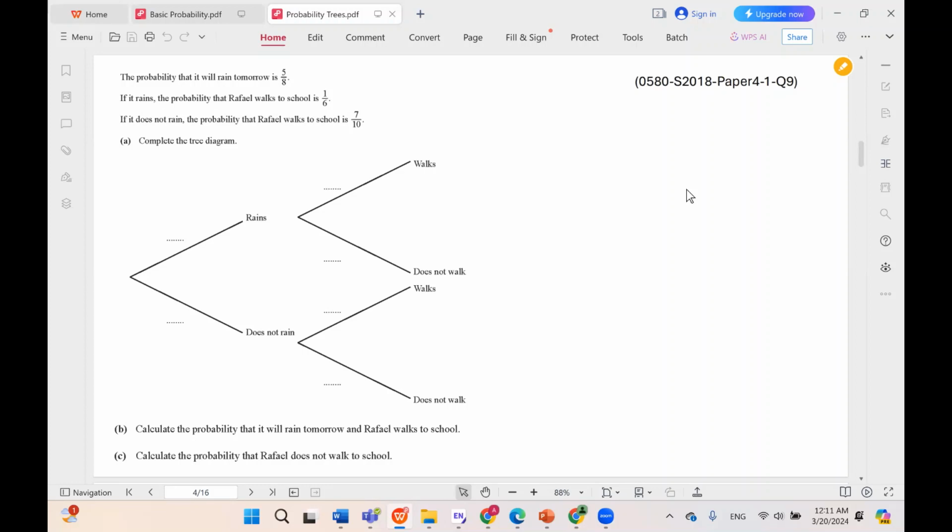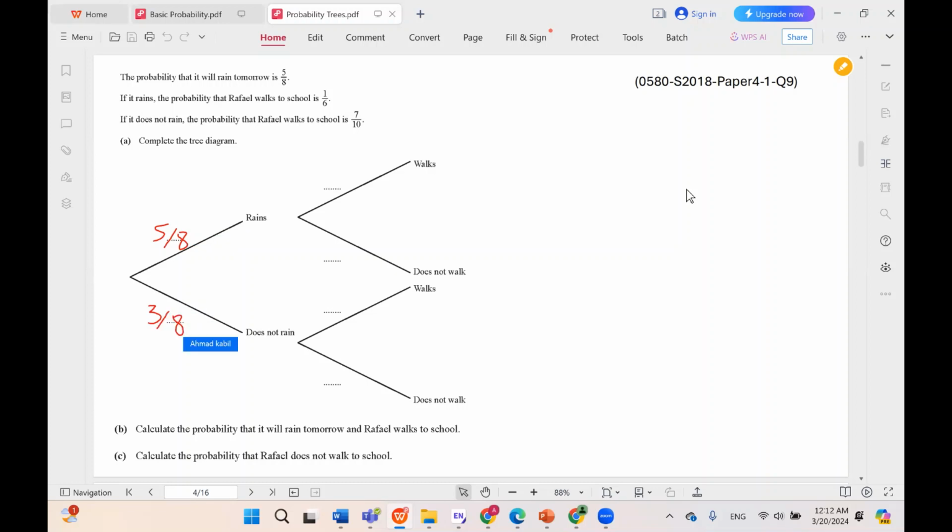In this question, we're told the probability that it will rain tomorrow is 5 over 8. If it rains, the probability that Rafael walks to school is 1 over 6. If it does not rain, the probability that Rafael walks to school is 7 over 10. Complete the tree diagram. So the probability that it rains is 5 over 8. So we can put 5 over 8, and we can put here 3 over 8.